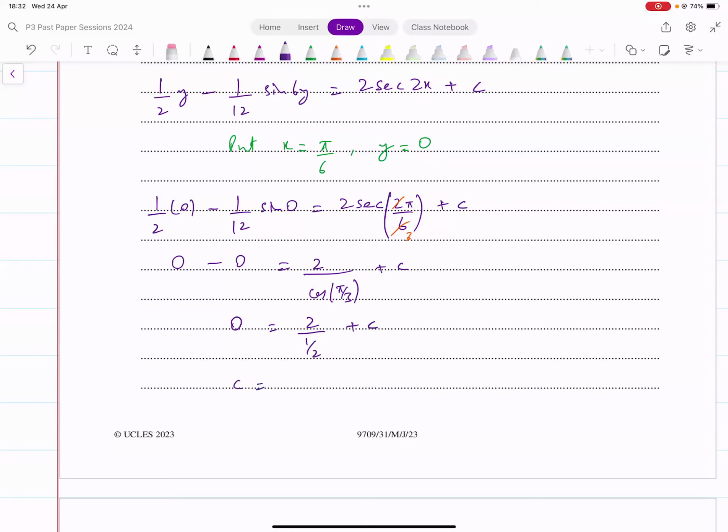And the value of c turns out to be minus 4 from this, right? 2 will go to the numerator, it becomes 4. 4 goes to the other side, becomes minus 4. That's the value of c that we end up getting from this. All right. Now that we've got the value of c, now we can just put this back.